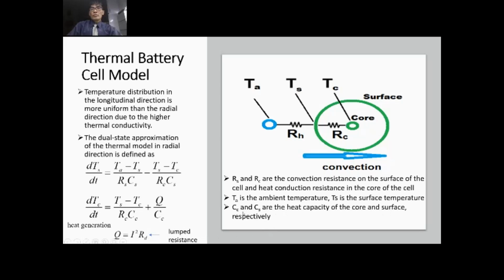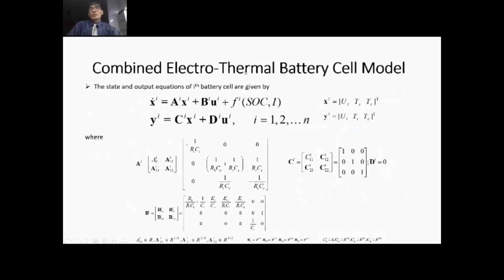Just to make sure that you know the symbols, CC and CS are the heat capacity of the core and surface respectively. TA is the ambient temperature, TS is the surface temperature, RS and RC are the convection resistance on the surface of the cell and the heat conduction resistance in the core of the cell respectively. So C means core, S means surface. We combine the electro and thermal together and we form this cell model. So these are the states and output equations of any ith battery cell, which you may have 1, 2, 3 or so on. These are state space equations.